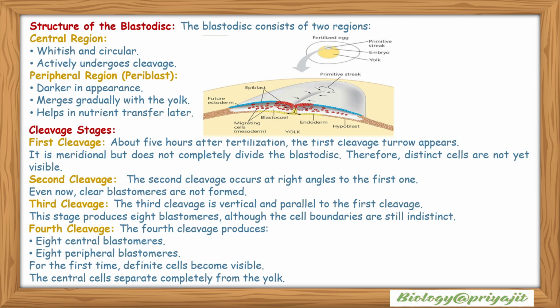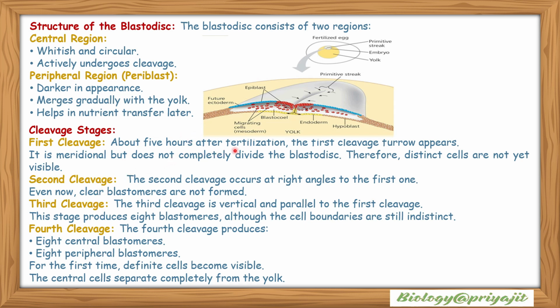Structure of the blastodisc. The blastodisc consists of two regions: the central region, which is whitish and circular and actively undergoes cleavage. The second region is the peripheral region or periblast. The central region is whitish and circular because it has no yolk material. But the peripheral region, which is darker in appearance and merges gradually with the yolk, helps in nutrient transfer later.